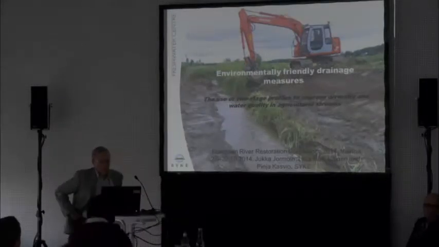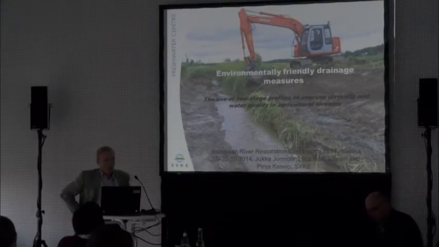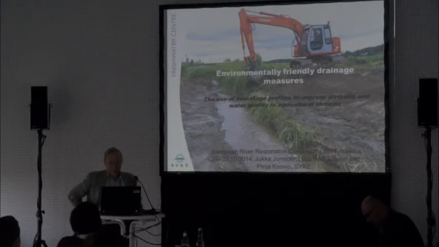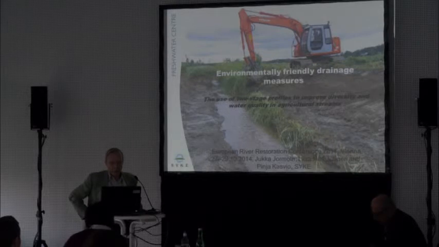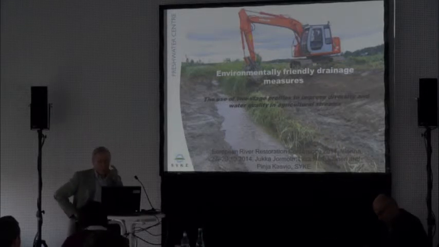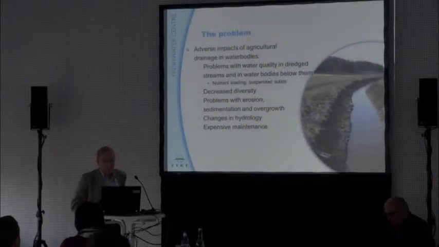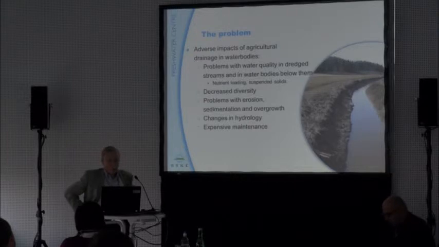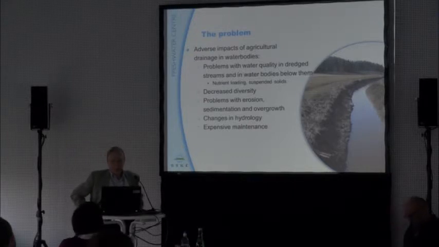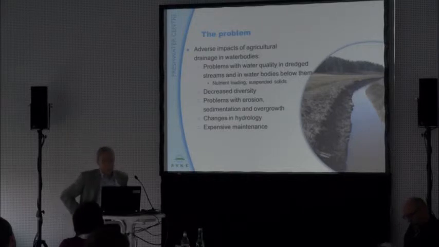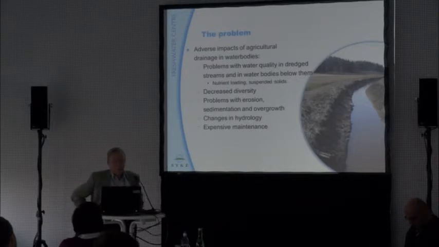So I'm talking about environmentally friendly drainage measures, and especially about the use of two-stage profiles to improve diversity and water quality in agricultural streams. Here you can see an example of what it practically means, where this two-stage profile was being excavated. The problem in Finnish circumstances is that we need drainage in agricultural areas for arable lands, like you can see in the picture. The problem is for water quality if we dredge the small brooks in a normal way, like in this picture.